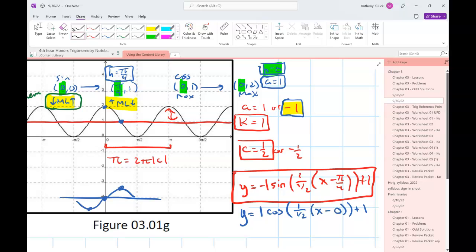But yes, you could simplify that. You could just write cosine 2x plus 1. Done. That's fine.